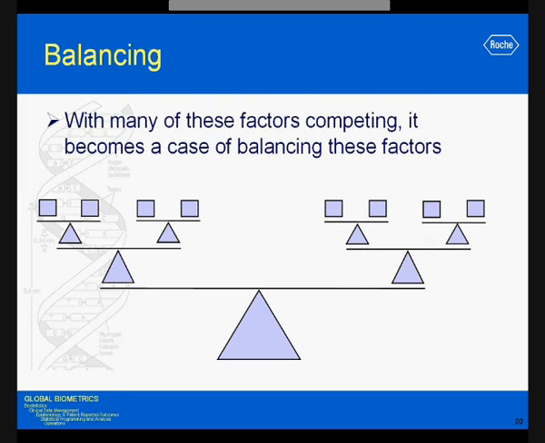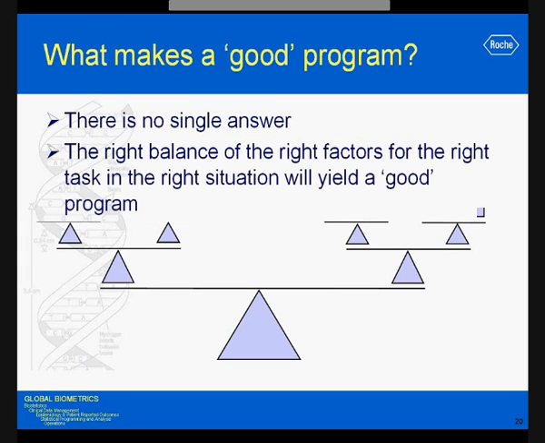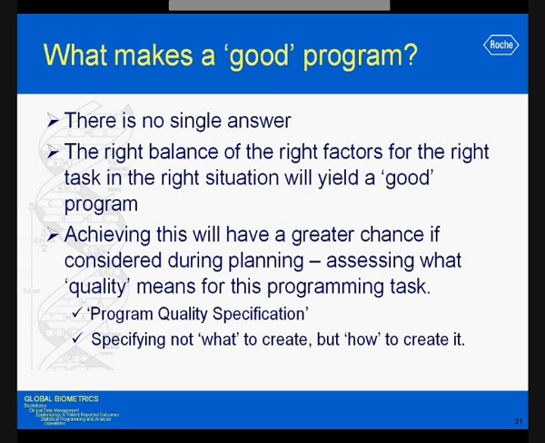So it becomes a case of balancing your program, with the factors interacting and competing, creating the right balance. So what makes a good program? Well, there is no one single answer. It's the right balance of the right factors for the right task in the right situation that will yield a good program. And we will have a greater chance of achieving this if, during the planning stage, we assess exactly what quality means for this task.